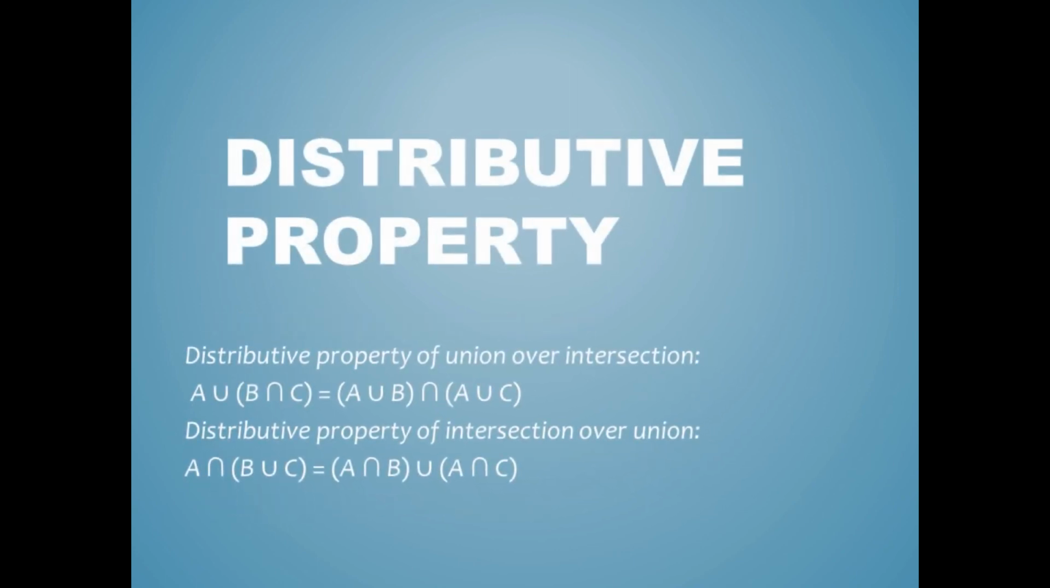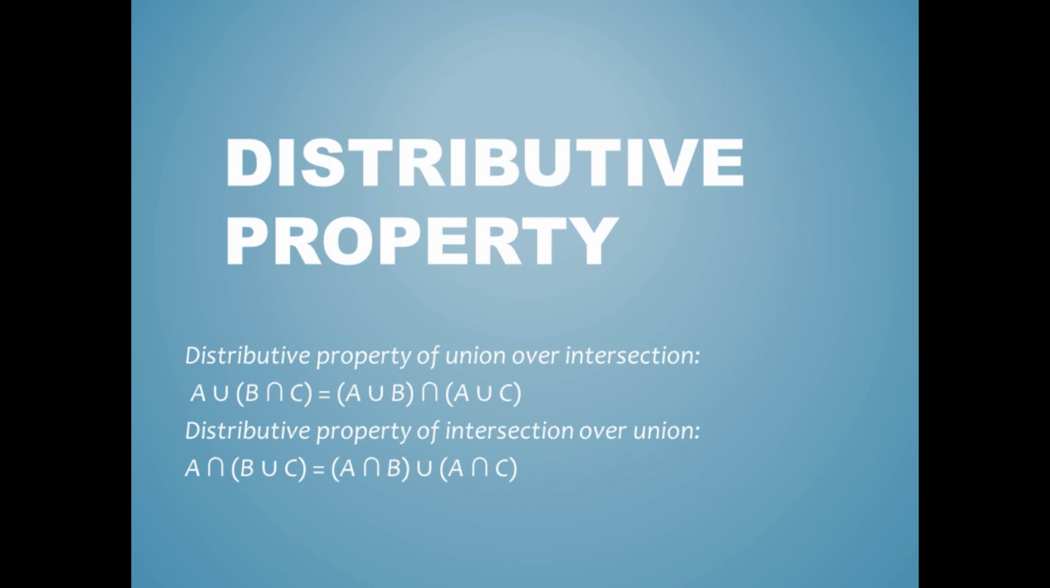Distributive property. What is the distributive property? The distributive property of union over intersection. The first one is this: A union (B intersection C) is equal to (A union B) intersection (A union C). You know about the distributive property. What is the distributive property? In multiplication, you know that if we have one element outside the bracket, the term outside the bracket will multiply with the first term of the bracket and after that with the second term of the bracket. We are doing the same here: (A union B) intersection (A union C).